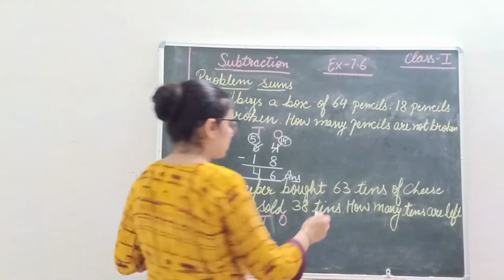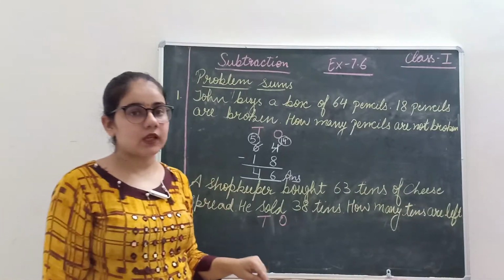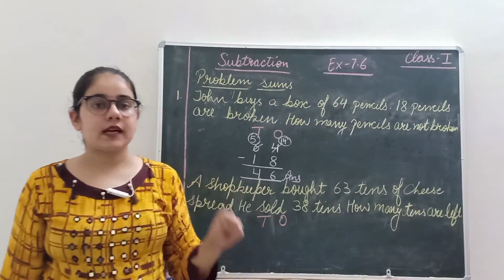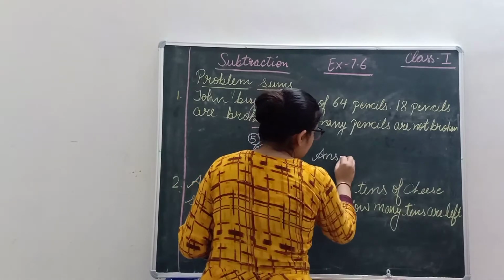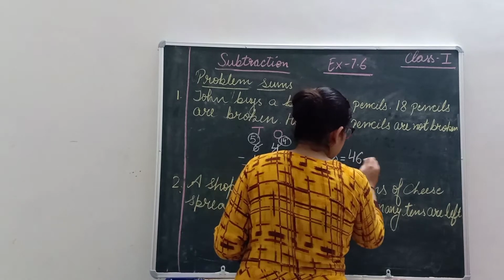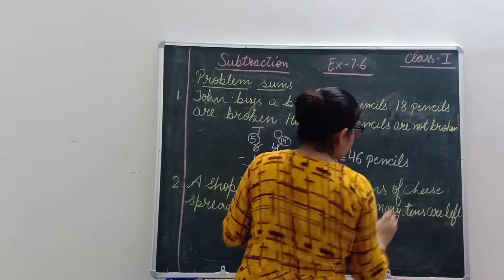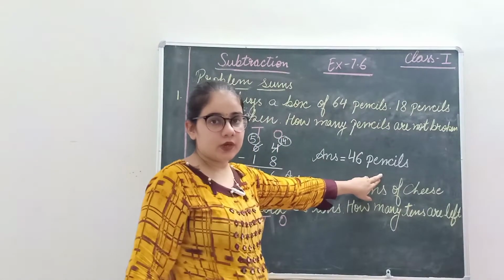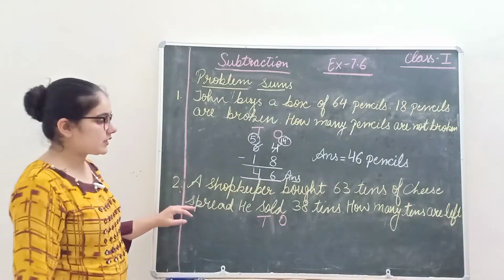46 pencils. What you have to do in problem sums, remember one thing. You have to write answer on side like this. Answer is equal to 46 pencils. It is very important to write unit in problem sums. Now come to next question.